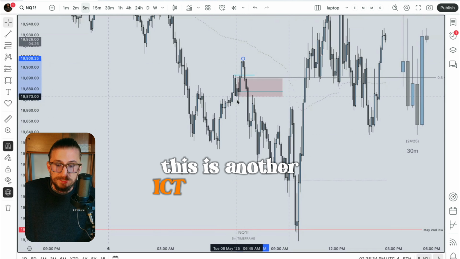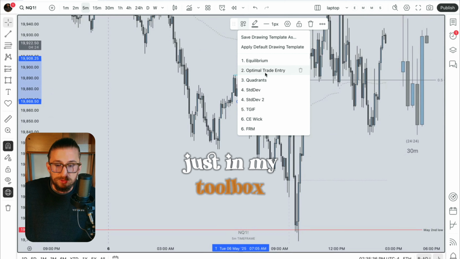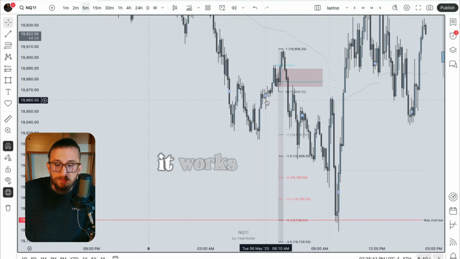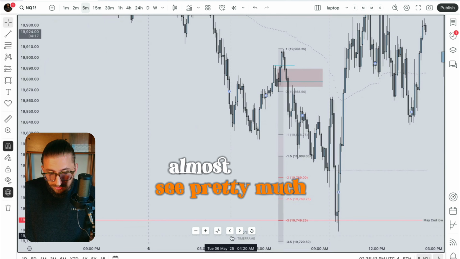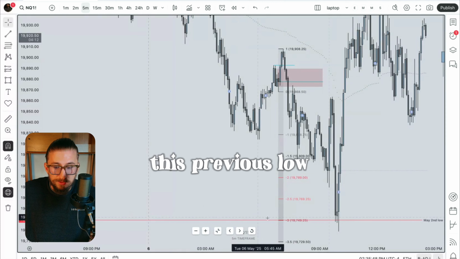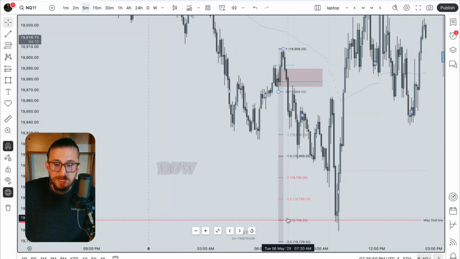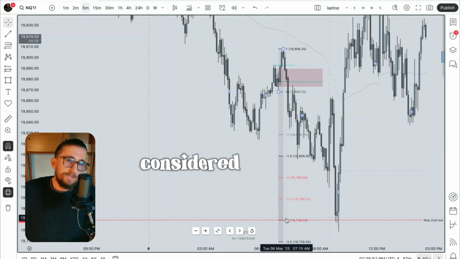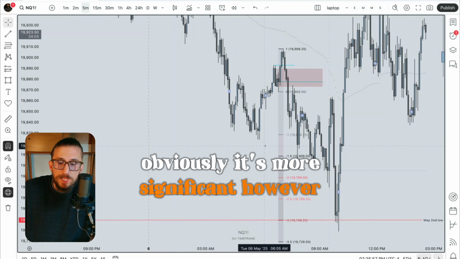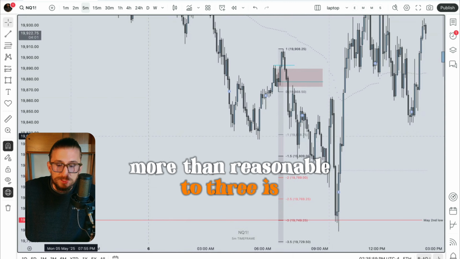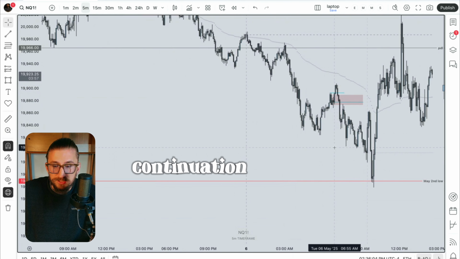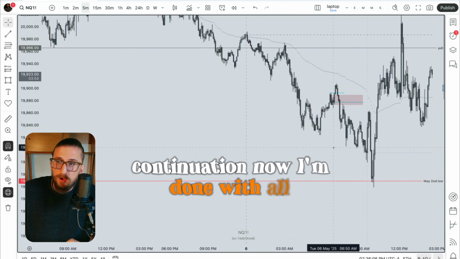This is another ICT concept that's just in my toolbox because I find significance with this stuff. It works pretty well. And you can see pretty much almost to the exact tick, this previous low lines up with 3 standard deviations. Now, 3 standard deviations would be considered a larger move, right? Obviously, it's more significant. However, anywhere from 2 to 3 is more than reasonable. Those are reasonable targets for a trade like this continuation.